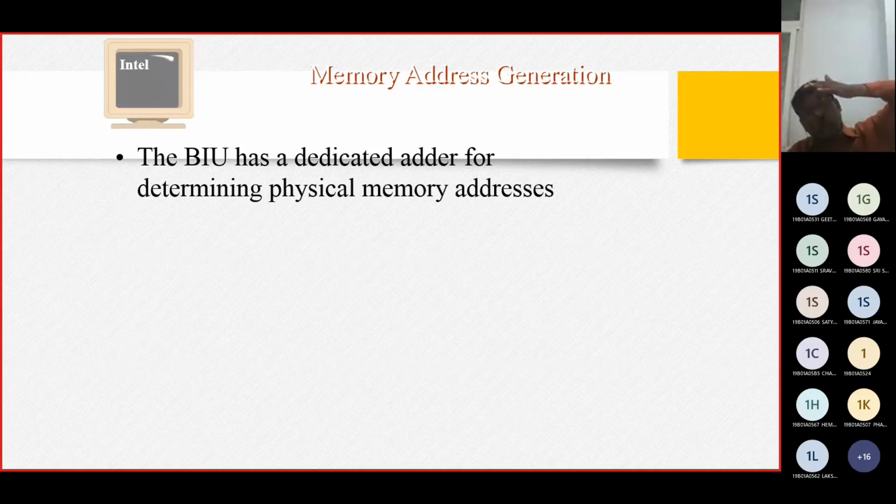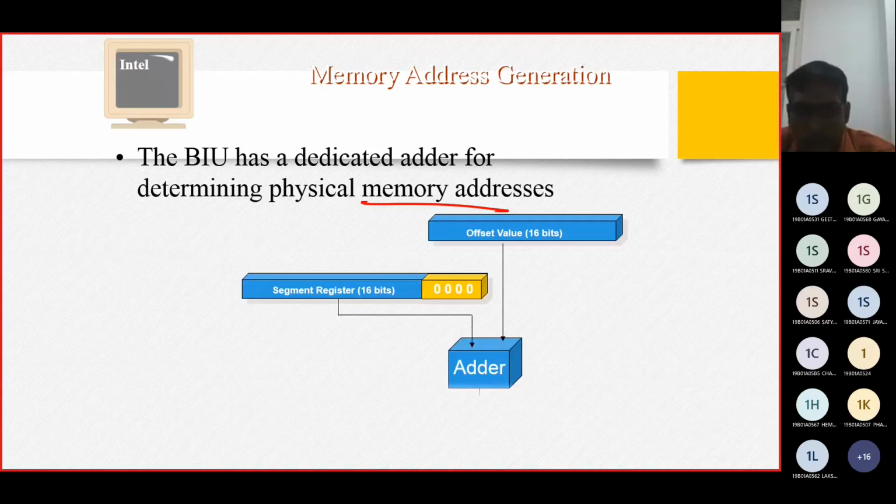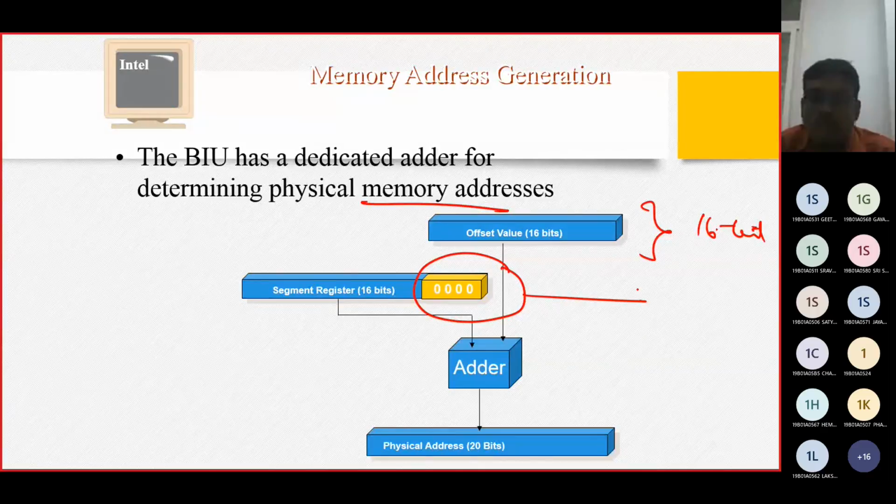So which is the component responsible to determine the physical memory address? So this was the choice. Which component is going to give the memory address? We need to understand it with this diagram here. First of all, we are going to get an offset of 16 bits. 4 bits are left alone.